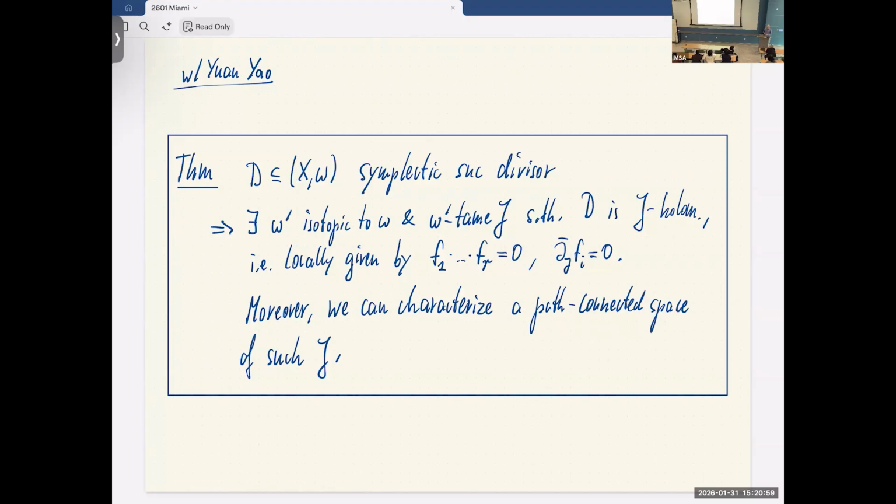And we can characterize a path-connected space of such J. I don't know if the space of all such tame J is connected. I actually don't believe so, but that's not relevant. We have a certain subspace that we can characterize that is connected. So we can do symplectic invariants using the structure.